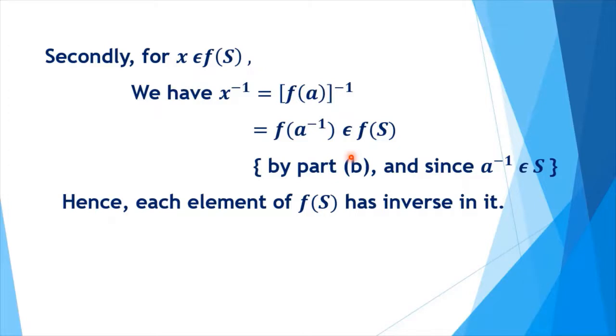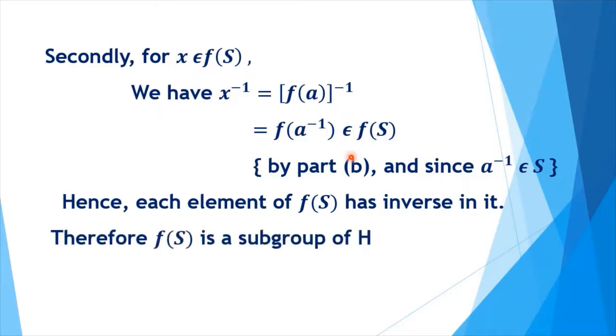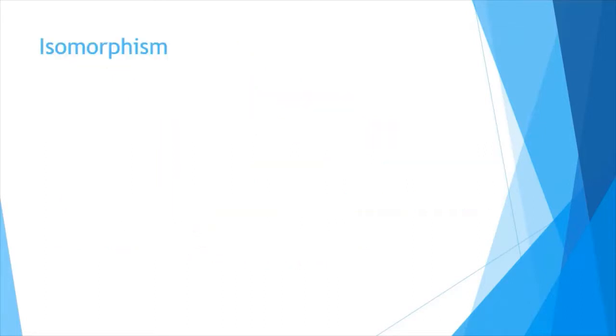Hence, each element of f of S has an inverse in it. Thus, we have proved the two axioms. Thus, we have proved the required two conditions for a subgroup. Hence, f of S is a subgroup of H. Next, we shall see isomorphism.